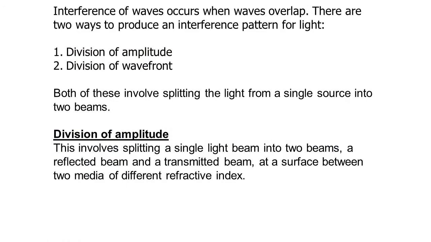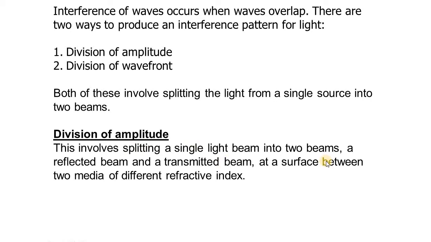We know what interference is and the theory behind it, and the two ways to produce an interference pattern of light are interference by division of amplitude and division of wavefront. Actually, both of them mean division. Division stands for splitting of light from a single source into two beams. We have already studied division of wavefront first. Division of amplitude is splitting of a single beam of light into two beams.